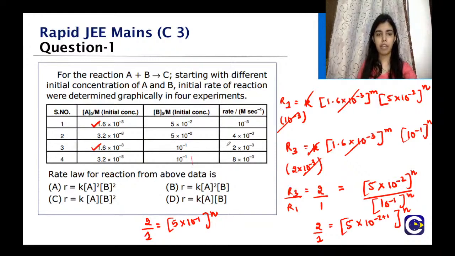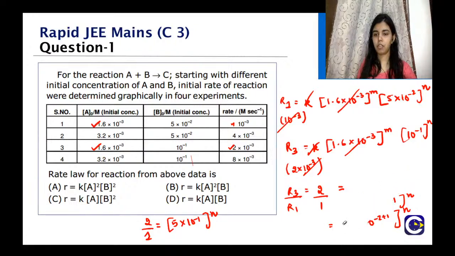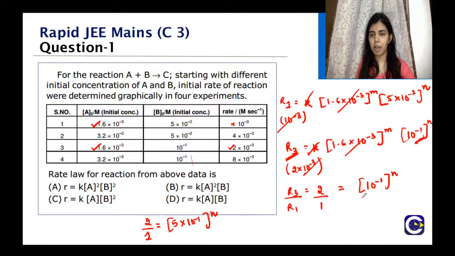Okay. R3 has a value of 2 into 10 raised to the power minus 3, and this has a value of 10 raised to the power minus 3. Just a second. Here it will be 10 raised to the power minus 1 to the power n because we are writing R3 here, right? 10 raised to the power minus 1 raised to the power n, and here will be 5 into 10 raised to the power minus 2 raised to the power n.